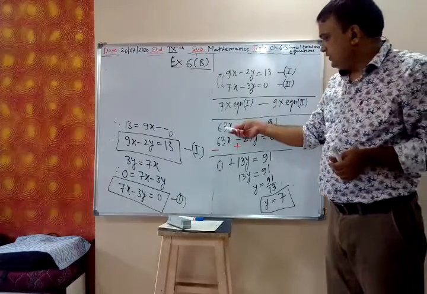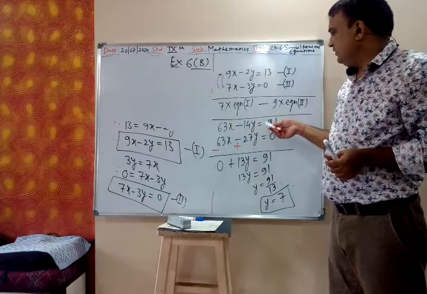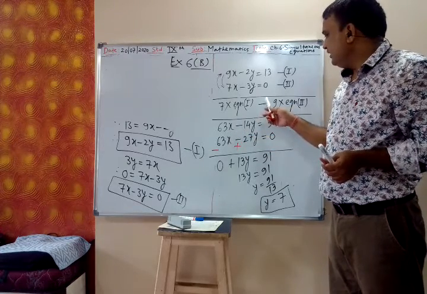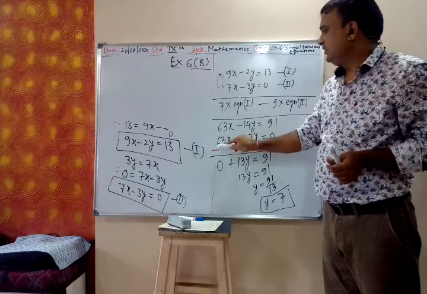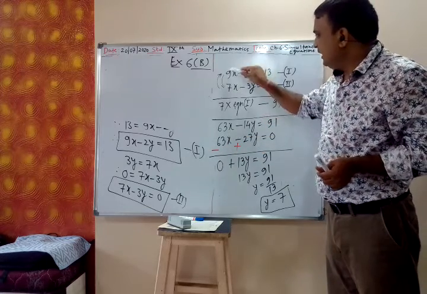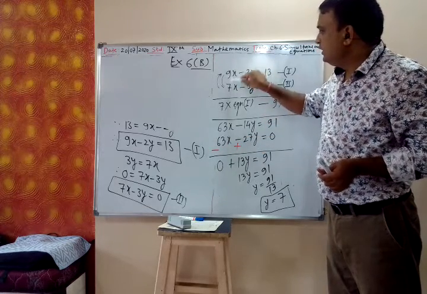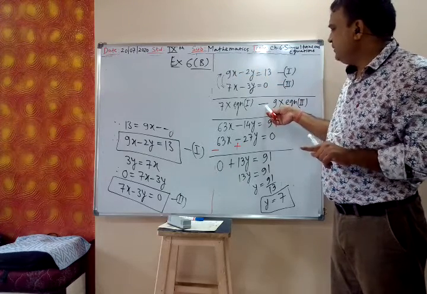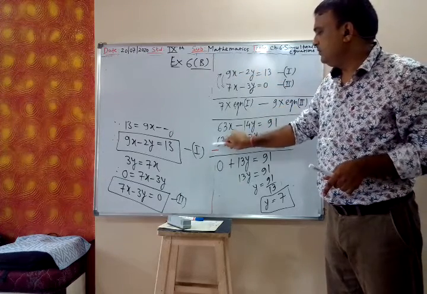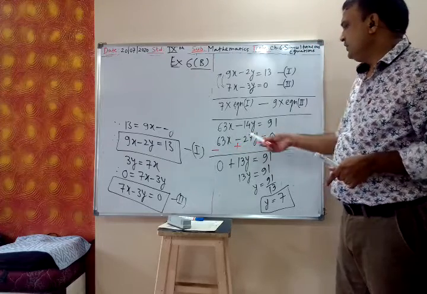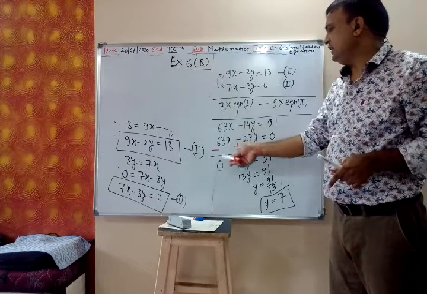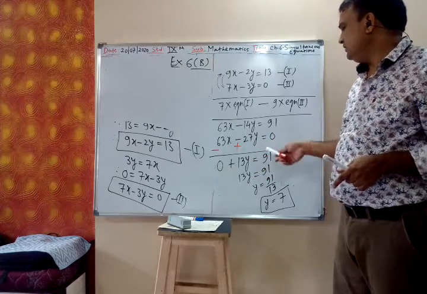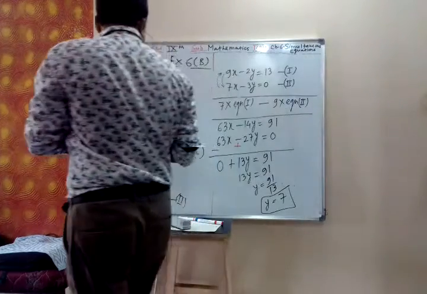Now this is 63x minus 14y, 91. This is also 9 into equation 2, but I have written minus. Minus means you have to change the sign of the second. And why have I written minus? Because 9 and 7 have the same sign. So whenever they have the same sign, plus plus, we have to subtract. And subtract means change the sign of the second. So plus becomes minus, minus becomes plus. 63x minus 63x, 0. Minus 14 plus 27 is plus 13y, 91 minus 0, 91. So y is 7.